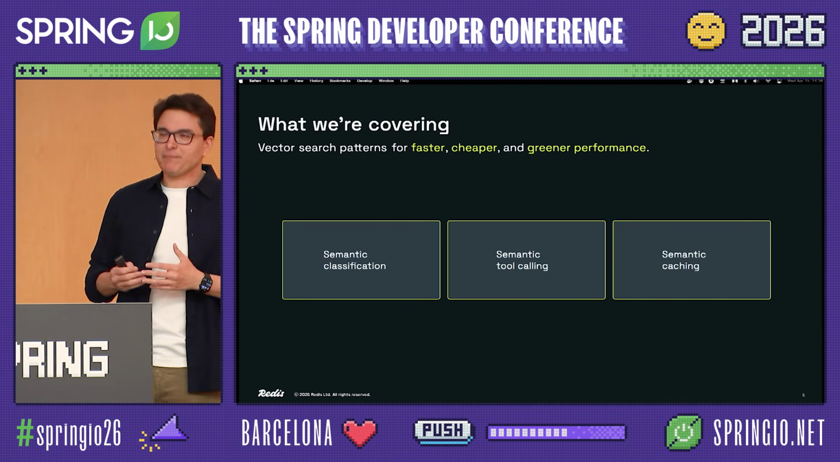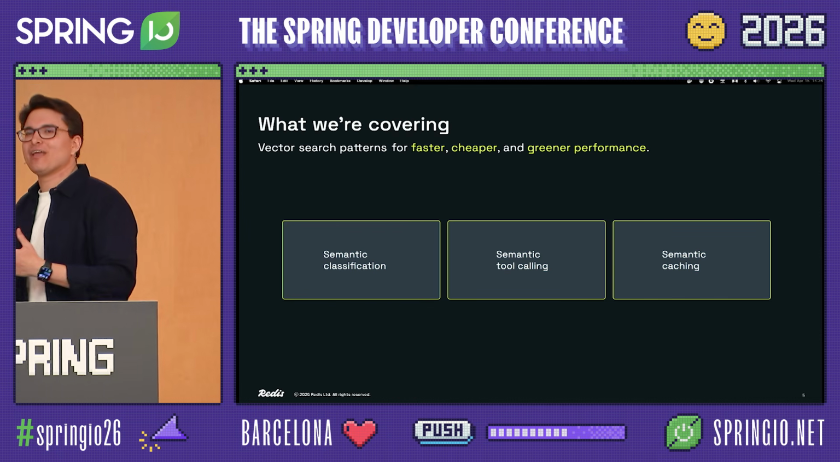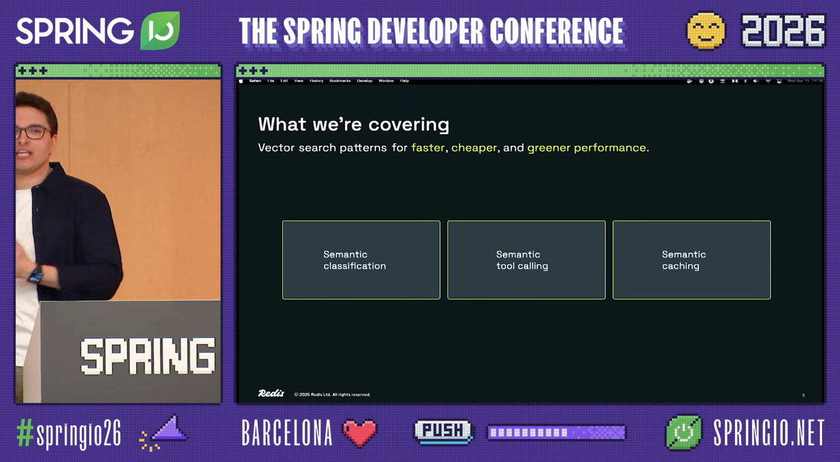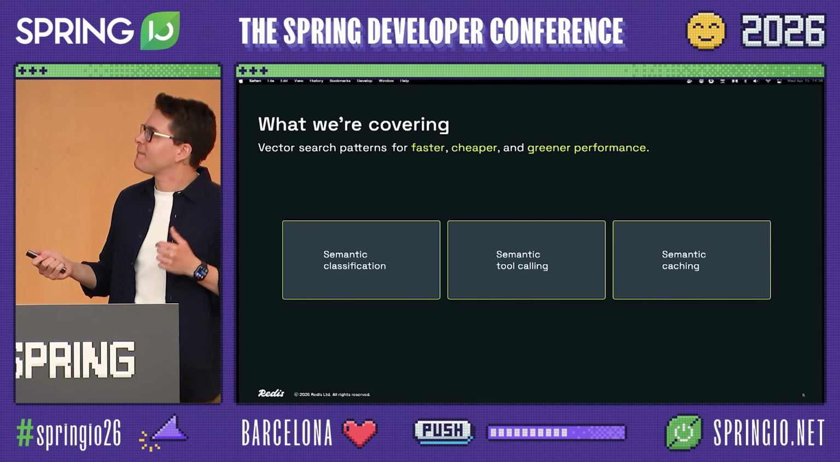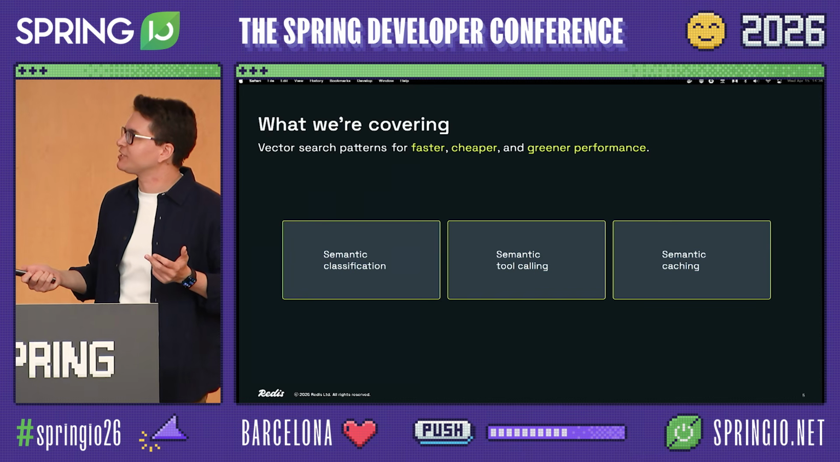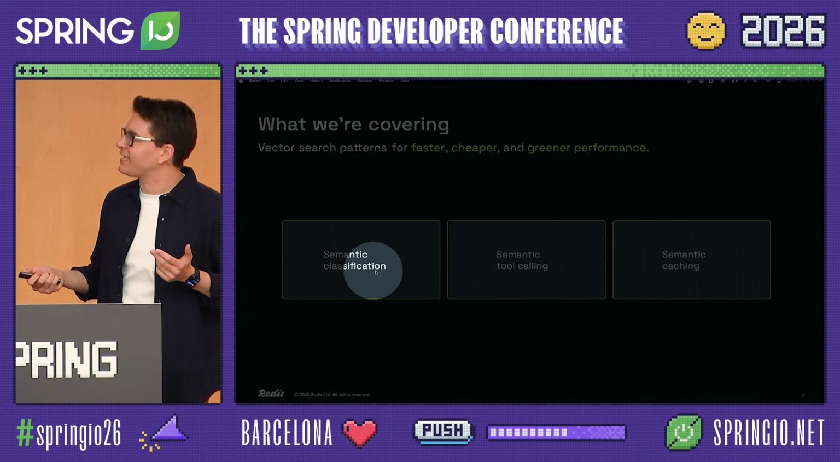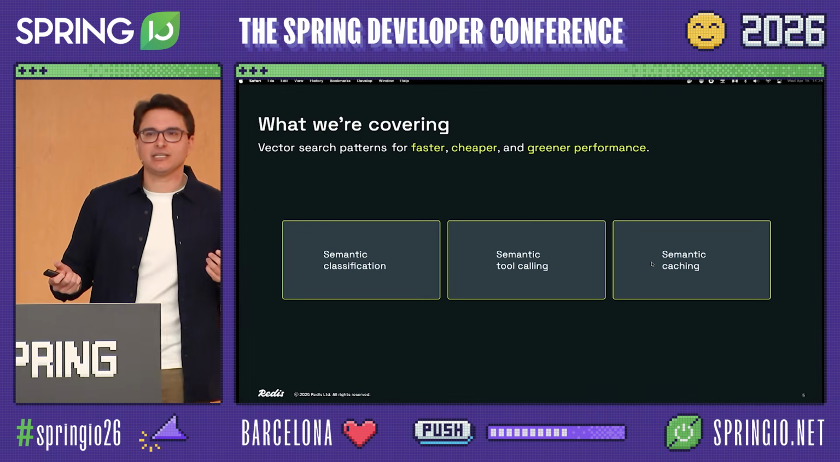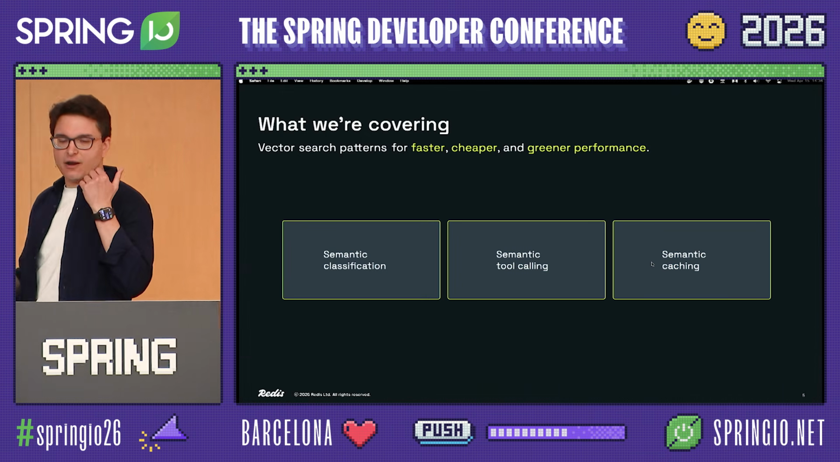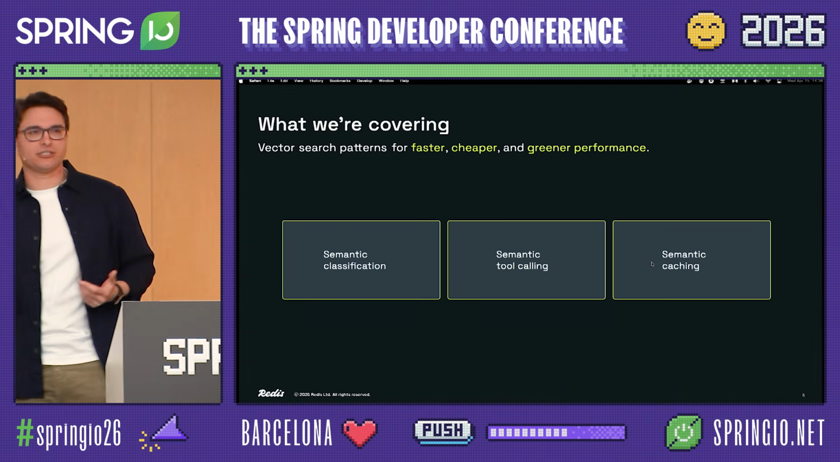We're going to be seeing how we can make our agents more cost effective and more performant as well by looking at 3 different patterns and 3 different challenges. So we're going to be talking about semantic classification, semantic tool calling, and semantic caching. All of those are built on top of vector search, right?